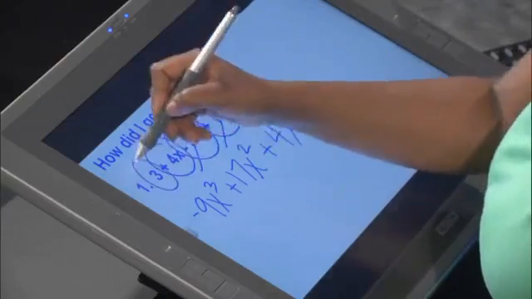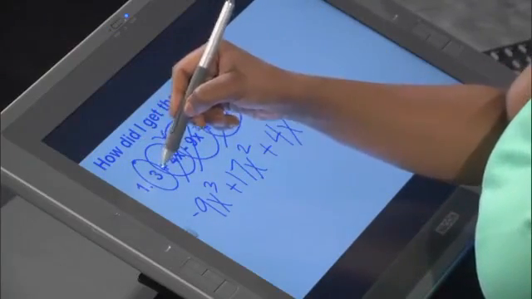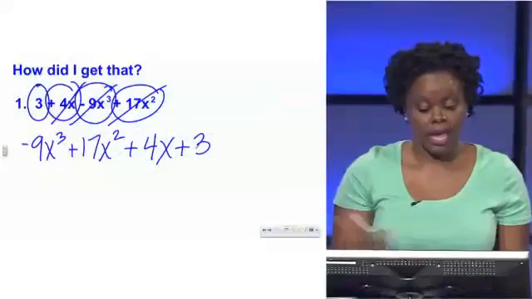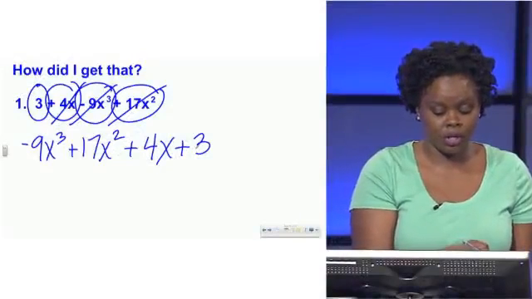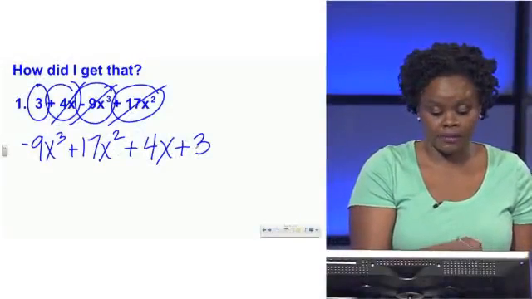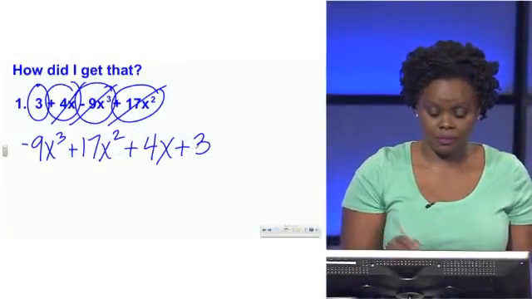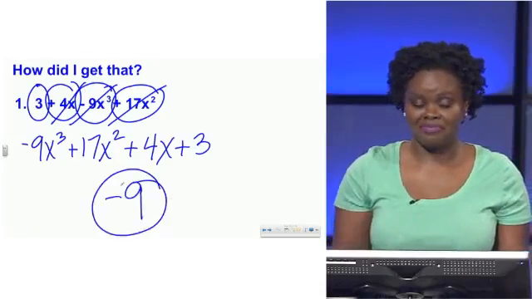Then I see the 3. There's no sign in front of it. Let's cross it out so I dealt with it. There's no sign in front of it, so it's positive. So plus 3. Now that it's written in standard form, look at your first coefficient, or look at your first term. It's negative 9x cubed, and the coefficient of that term is negative 9. So the leading coefficient is negative 9. Okay? Need to see the second one?